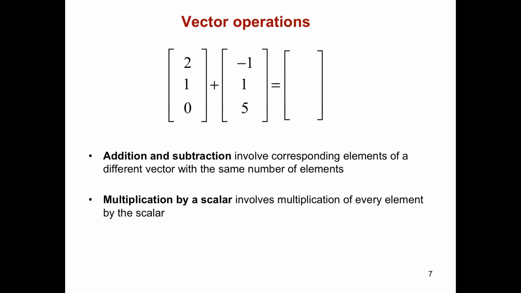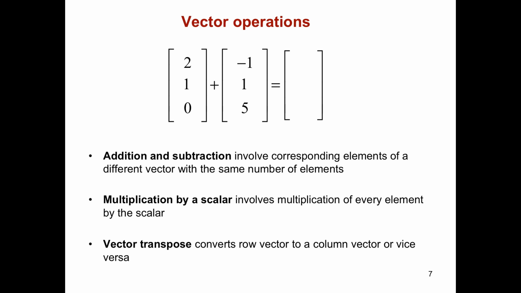Now if I wanted to multiply one of these vectors by a scalar, a simple way, so let's say 2 times 2, 1, 0, then I will just go and multiply every one of those positions by 2. Again, a relatively simple and intuitive rule.